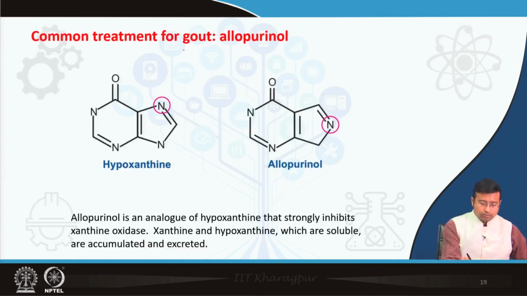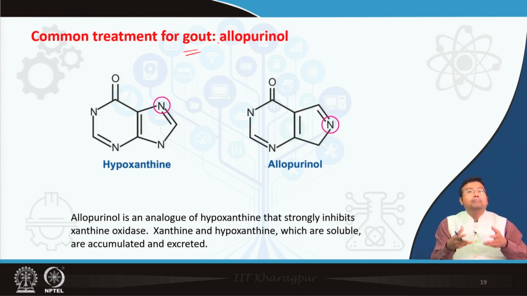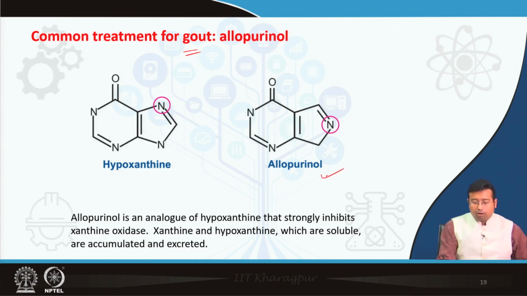So the common treatment for gout is actually inhibiting formation of uric acid. So how can we inhibit formation of uric acid? By attacking the enzyme that is responsible for uric acid formation, and the compound that is available with us to target that specific enzyme of uric acid degradation is allopurinol. Okay, it is a competitive inhibitor of the enzyme xanthine oxidase.